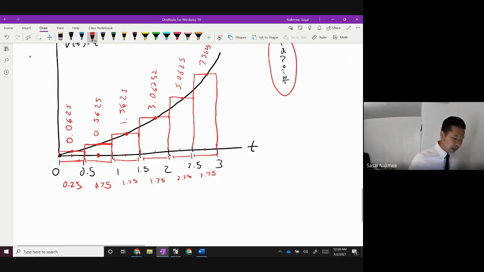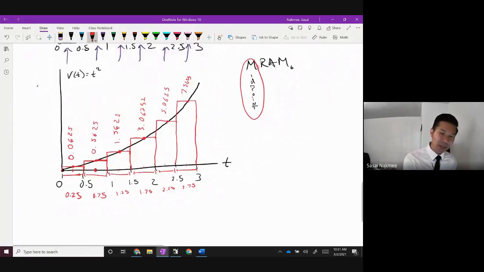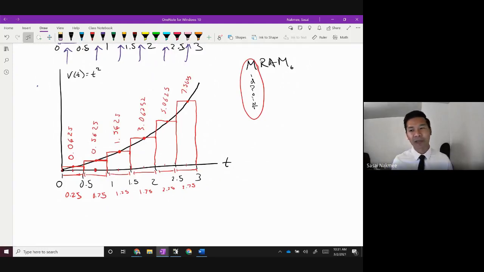7.5625. So what's better, LRAM, RRAM, or MRAM? And that's not a valid question, by the way. They're all just approximations, okay? One will overestimate, one will underestimate, and MRAM kind of is in between. Sometimes it's overestimating, sometimes it's underestimating. It all depends on how much the curve is affecting. How much of a curve do you have? How much concave up or concave down you have, okay?